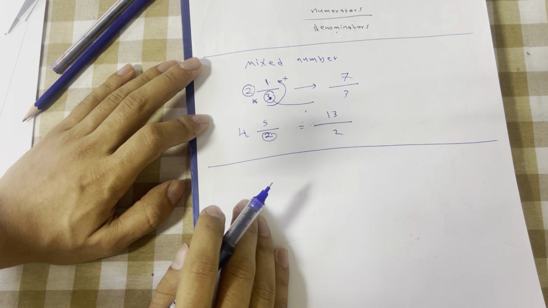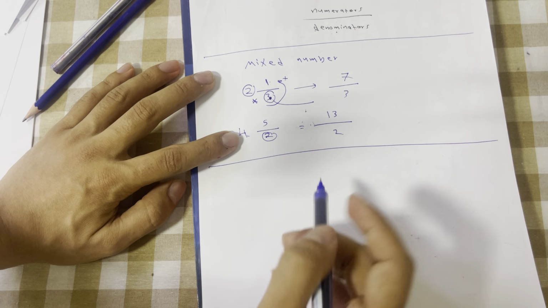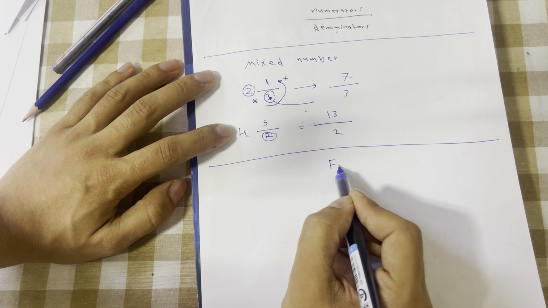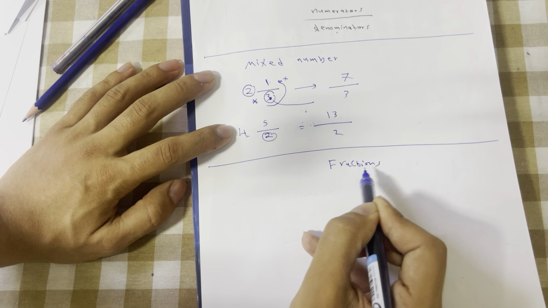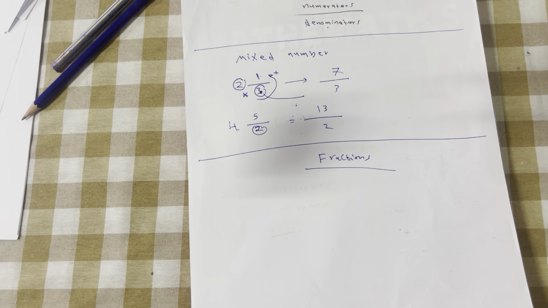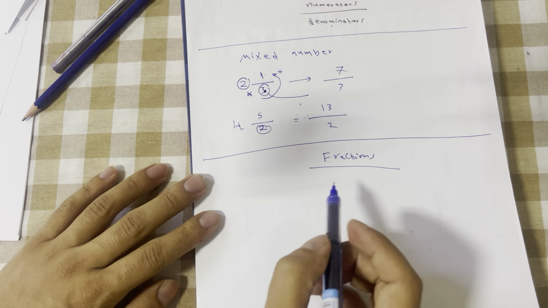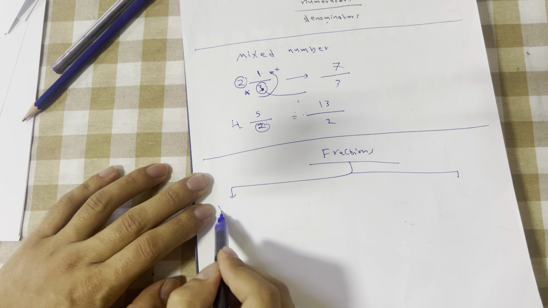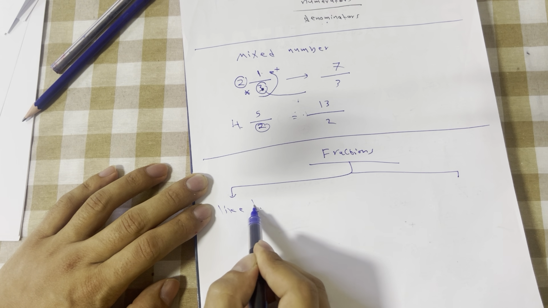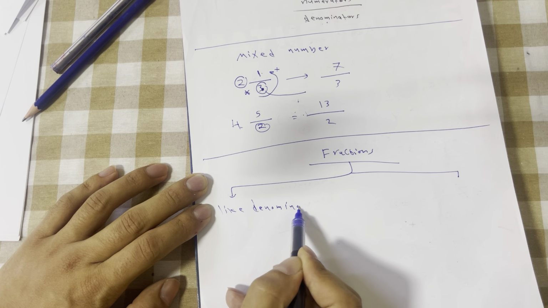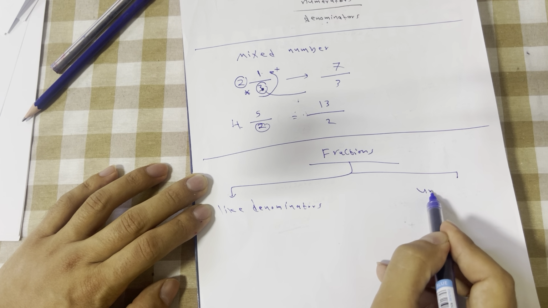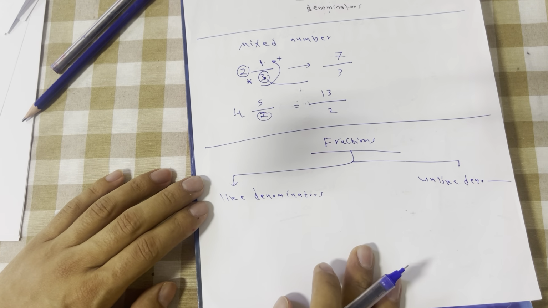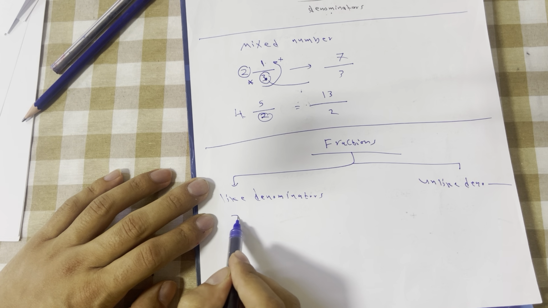And we have what? We have fractions. Okay. How to subtract or add fractions? Look at here. It becomes two types. Okay. Like denominator and unlike denominator.